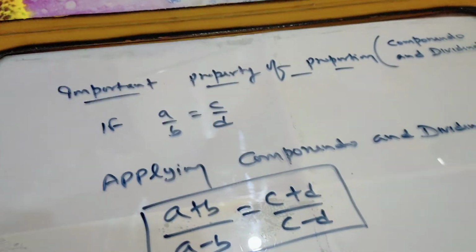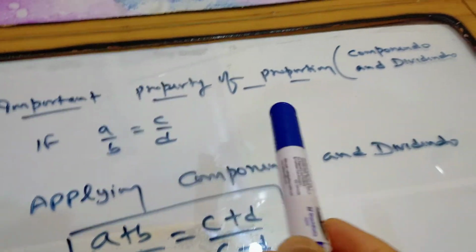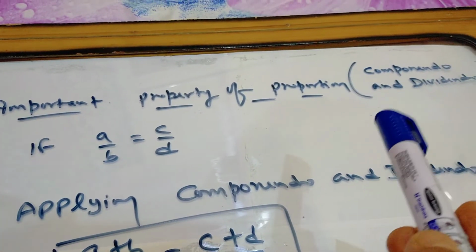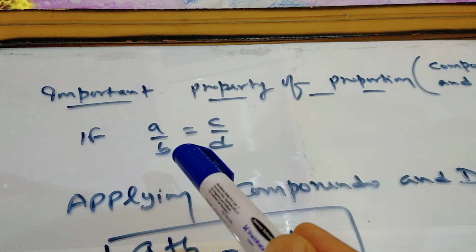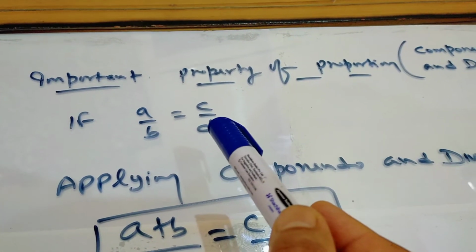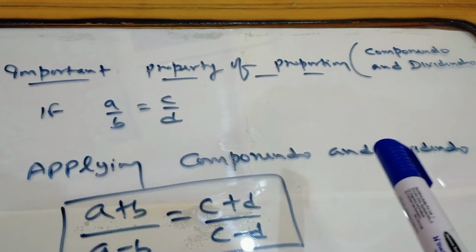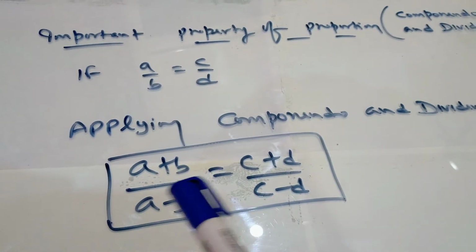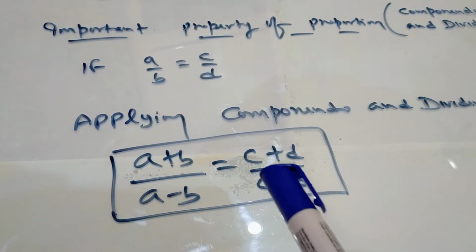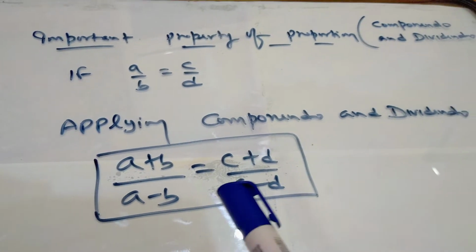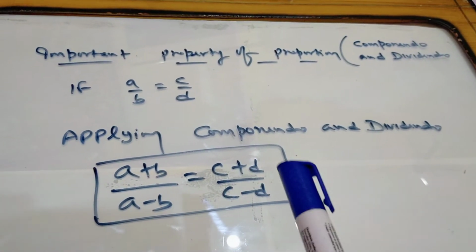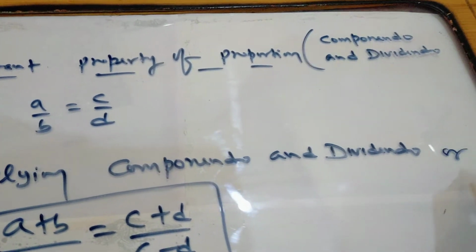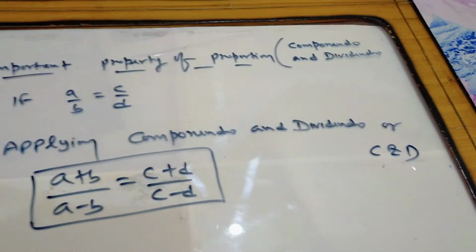Now one more important property I want to discuss regarding the proportion, that name of the property is componendo and dividendo. So what is the meaning of componendo and dividendo over here? If suppose you have a proportion A upon B is equal to C upon D and you are applying componendo and dividendo, then what you should write: numerator plus denominator, means A plus B upon A minus B is equal to C plus D upon C minus D. So this rule is called componendo and dividendo, and in short we say C and D. That we'll also write in problems.